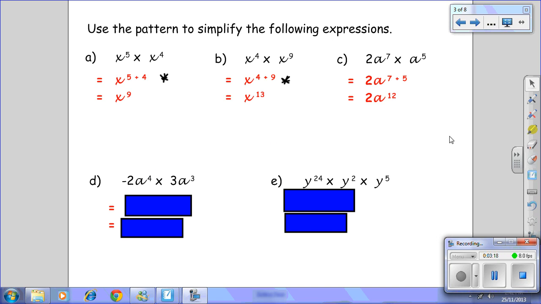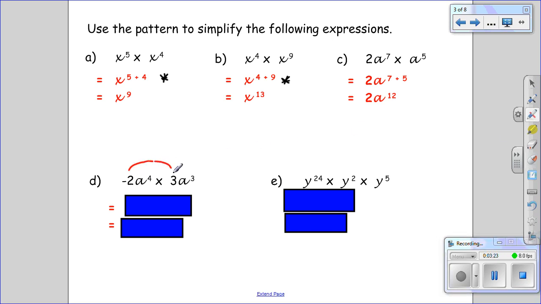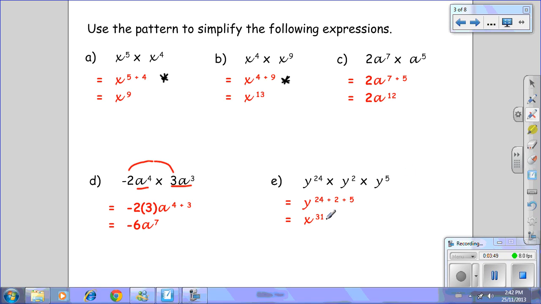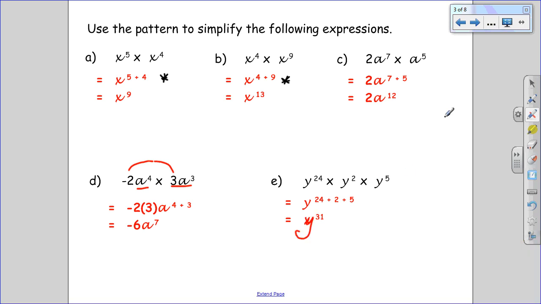Sorry about that. When we have two monomials multiplied together with coefficients, we can just multiply the coefficients, so negative 2 times 3, and the a to the 4 times a cubed. So we end up with a to the 4 plus 3 for the exponents, and negative 6a to the 7. And part E is no different. We're still multiplying y's with y's, so we can just add the exponents again, and we end up with y. Oh, that should say y. Sorry for the typo. Y to the 31.